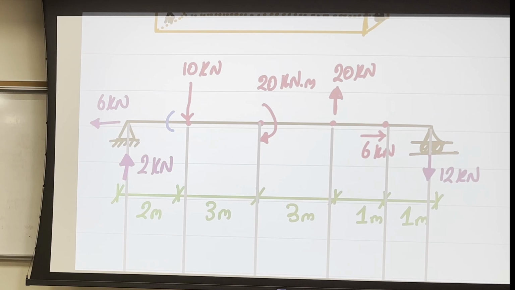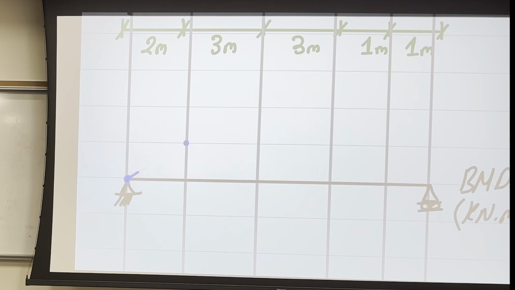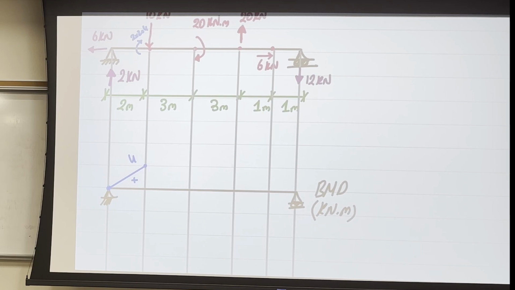At that point, I do have the 2 going to rotate clockwise around this point, right? So it's going to cause a moment of 2 times 2, and the curve points up, which indicates clockwise. 4. So I'll go up here by 4. I'll make a line. 4 kilonewton meters.